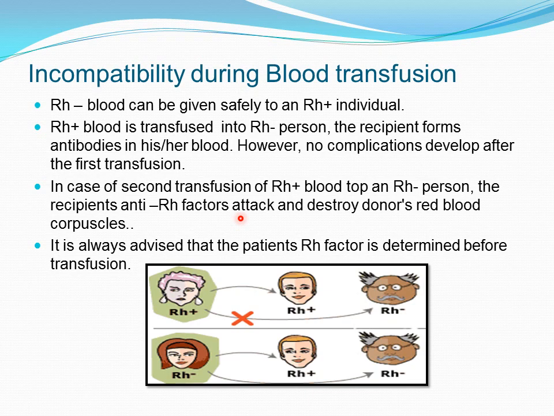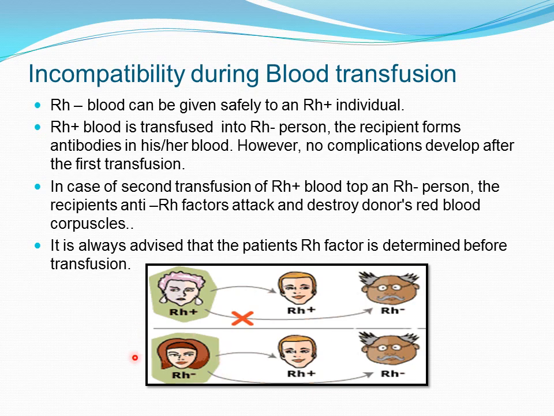So it is always advised that the patient's Rh factor is determined before transfusion. That is, if you are transfusing blood to an AB positive person, it should always be AB positive. It should not be AB negative. So here we can see in this diagram that Rh positive blood can be transfused to an Rh positive person, whether male or female, but it should not be given to an Rh negative person, which may in turn result in some fatal conditions.